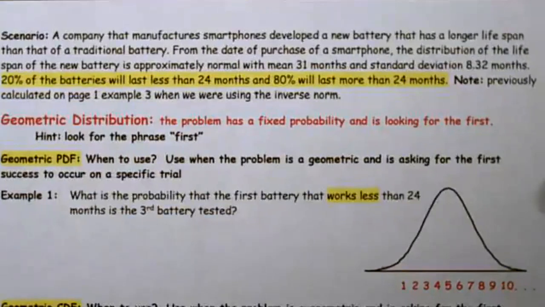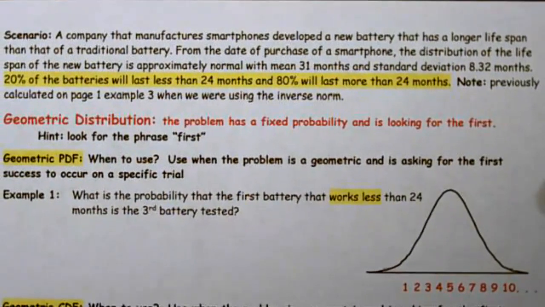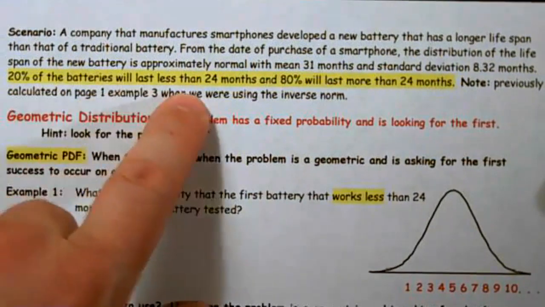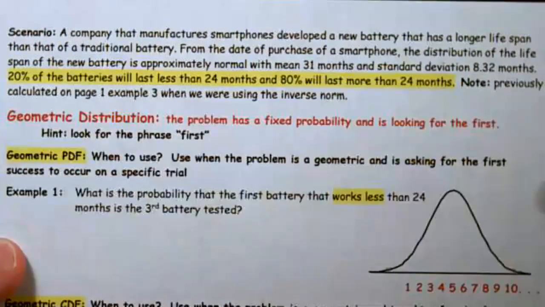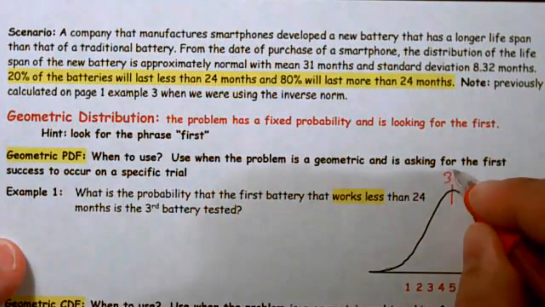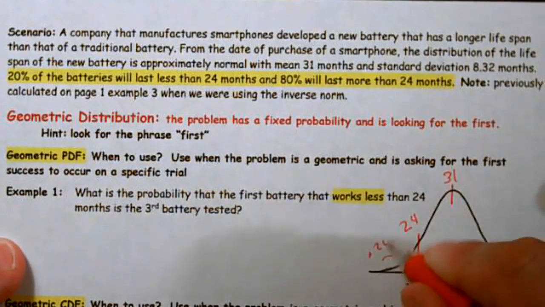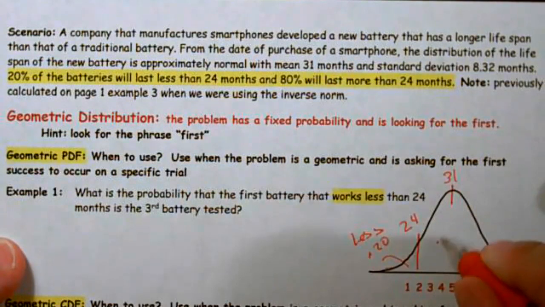All right, so working with the geometric. Once again, we're still working with the same situation. We have 20% will last less than 24 months, 80% will last more. We did that previously. This is the 31 months that we expect them to last, but we said if this is 24 months, this is 0.20 for less, and then we have 0.80 for more than.